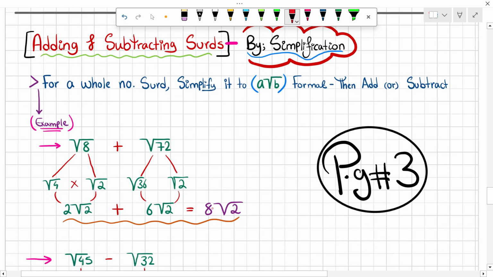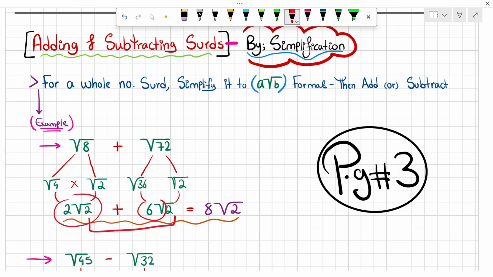Root 8, now in the calculator, if you put root 8, you're just going to get 2 root 2. But actually, it's root 4 times root 2, and root 4 is 2, and root 2 remains the same. So that's how we get 2 root 2. Root 72 is root 36 times root 2. Root 36 is a perfect square, it's 6, and root 2 remains the same. Now that we have the same root base, we add the coefficients. 6 plus 2 is 8, 8 root 2.